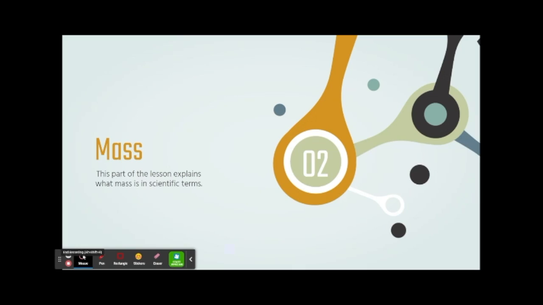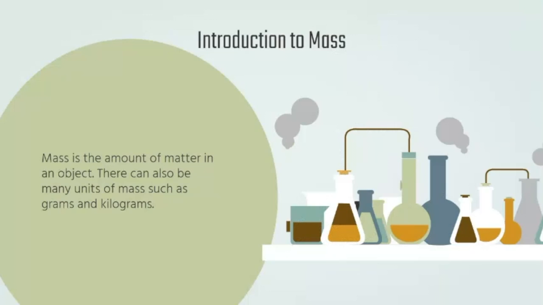In this part of the lesson, you will learn what mass means in scientific terms. Introduction to mass. Mass is the amount of matter in an object. There can be many units of mass such as grams or kilograms. For example, a chair may be 10 kilograms or a water bottle can be 1 kilogram.